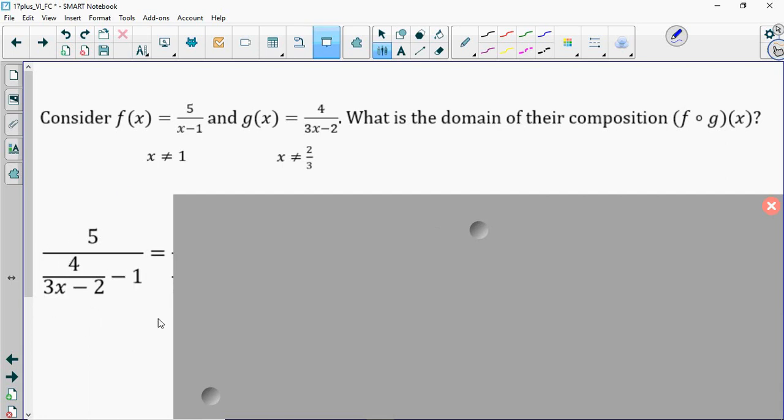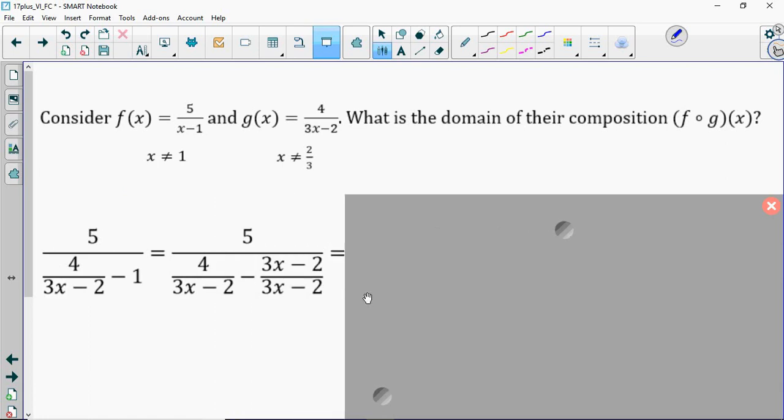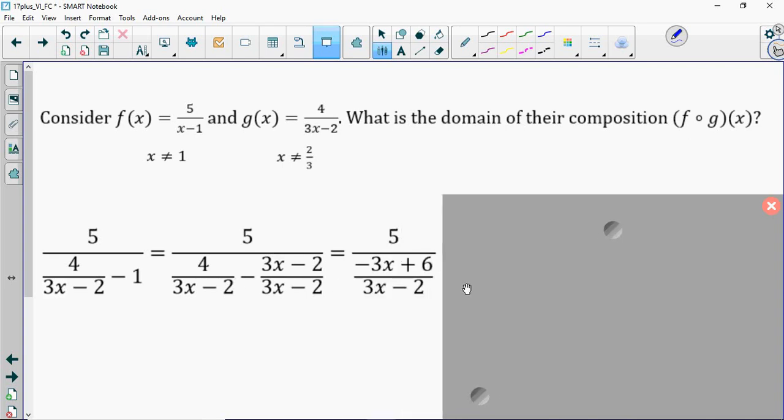Now we want to clean that up a little bit. So I'm going to change this 1 into a 3x minus 2 over 3x minus 2 so that we can combine those two in the denominator. When we do that, we're going to have 4 minus negative 2, which is going to give us a positive 6, but then also minus 3x. Then I have 5 divided by this fraction, which means we're going to multiply by its reciprocal.